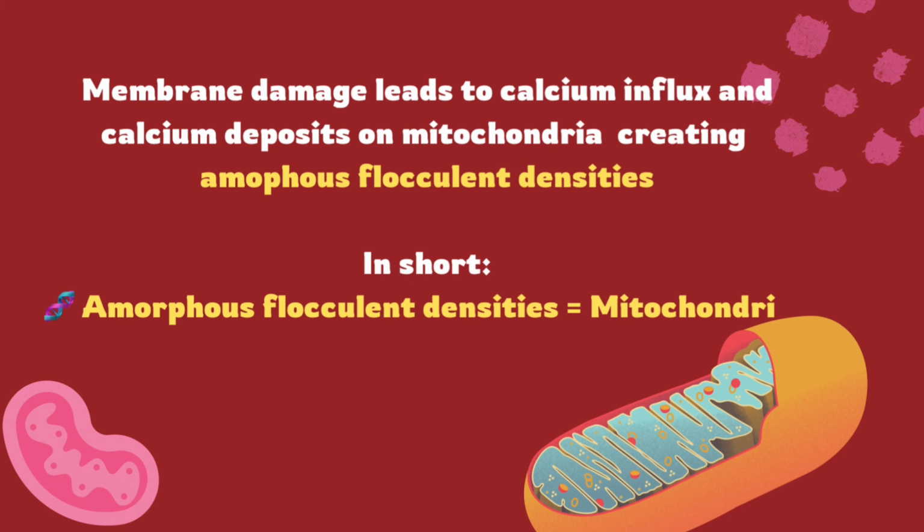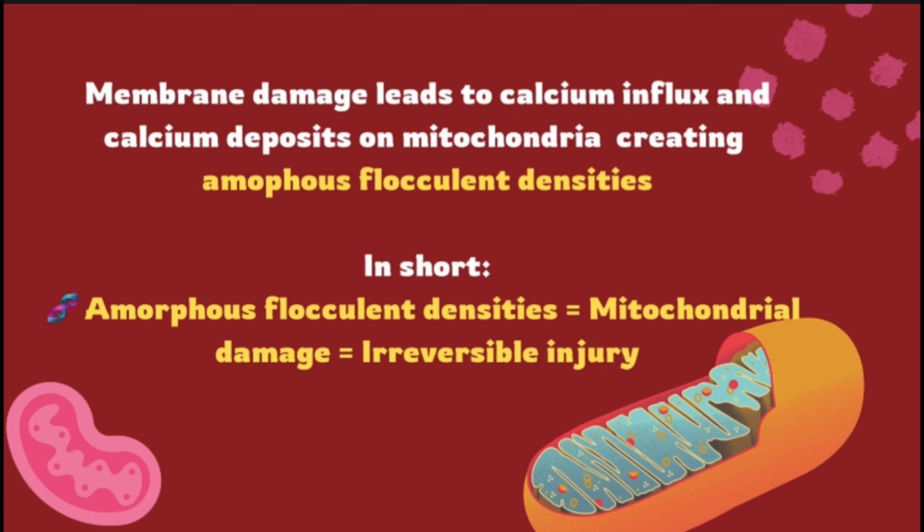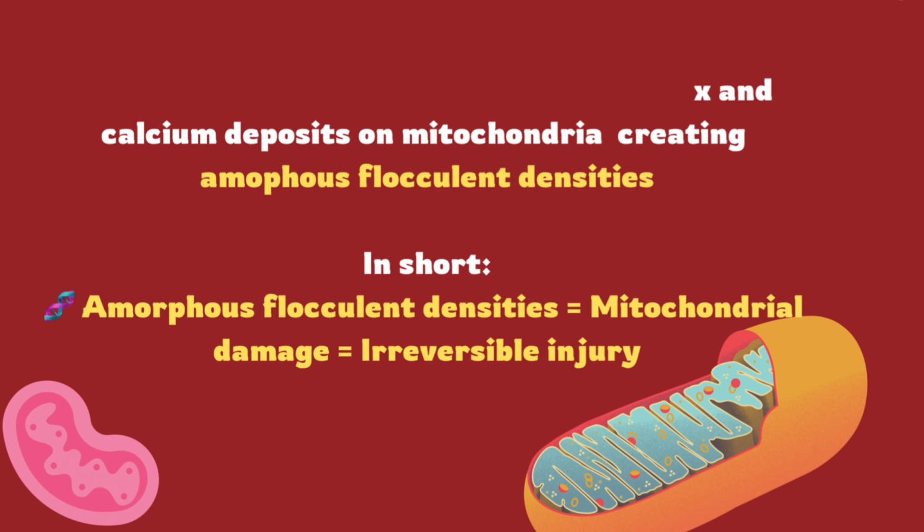Membrane damage allows calcium to enter the cell and deposit on mitochondria, forming amorphous flocculent densities. These fluffy calcium deposits signal mitochondrial damage, which means the injury is now irreversible. Remember, amorphous flocculent densities equals mitochondrial damage equals irreversible cell injury. It's a key exam point and a point of no return for the cell.